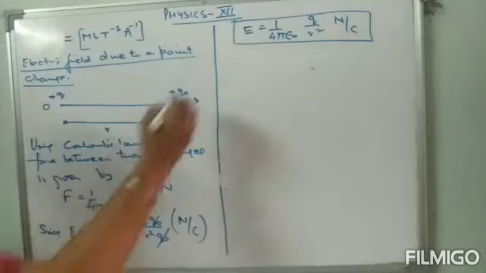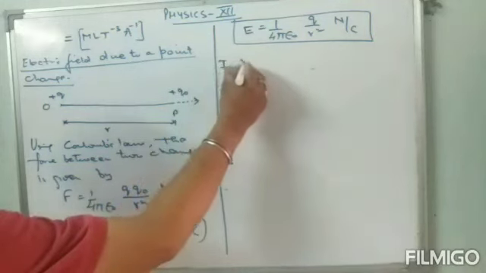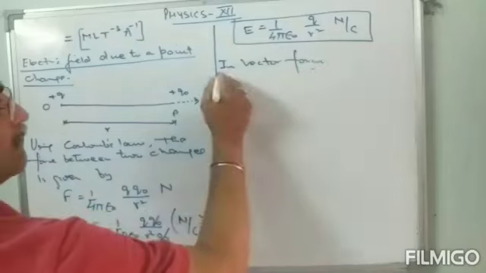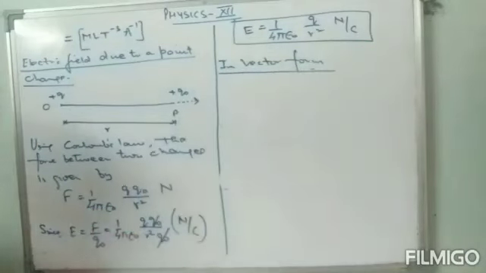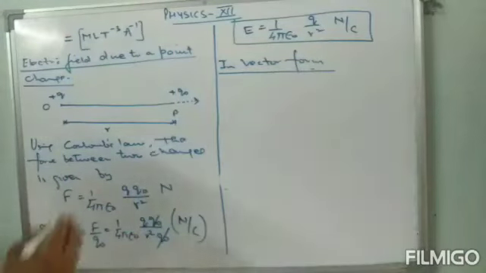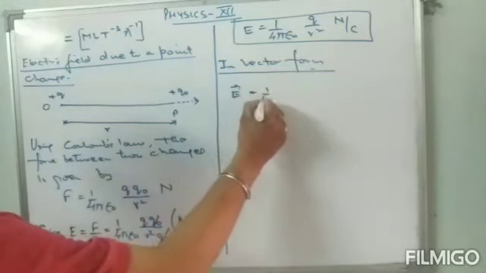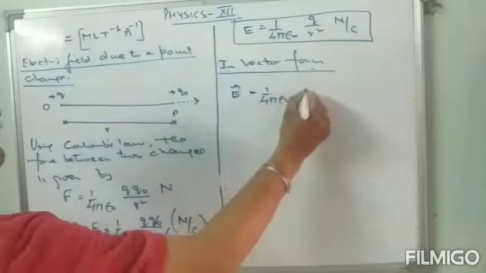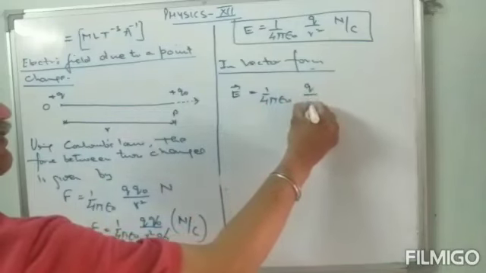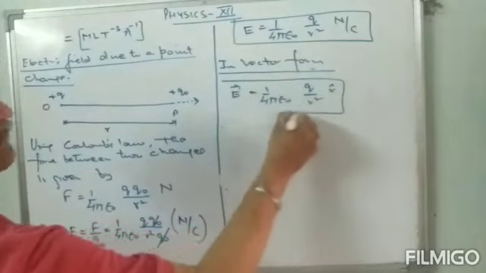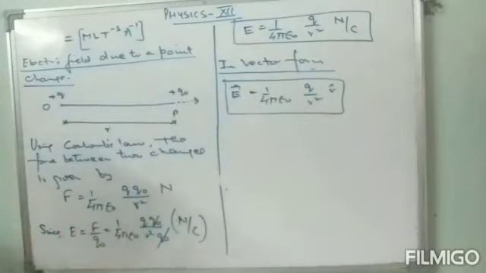In vector form, you write this as E vector is equal to 1 upon 4 pi epsilon naught, Q upon R square, R cap.